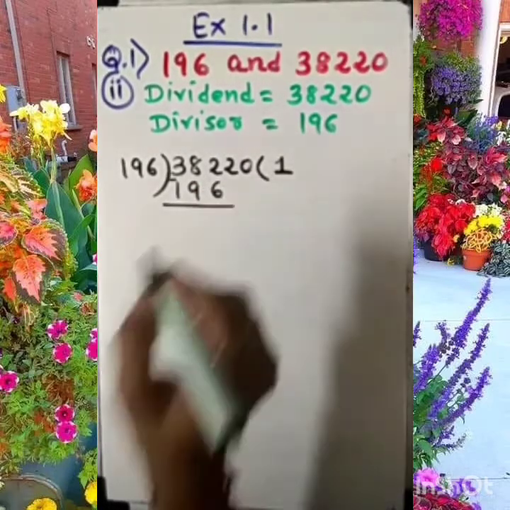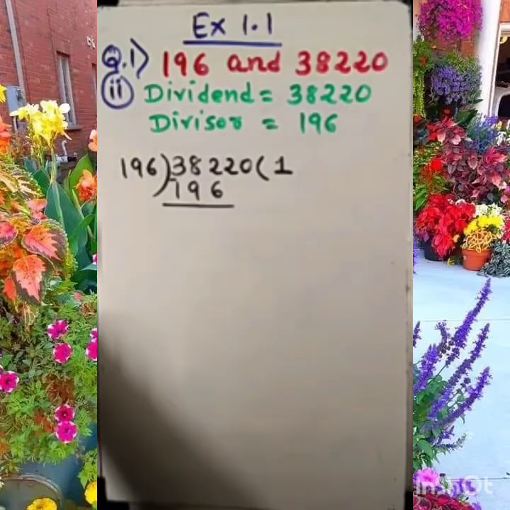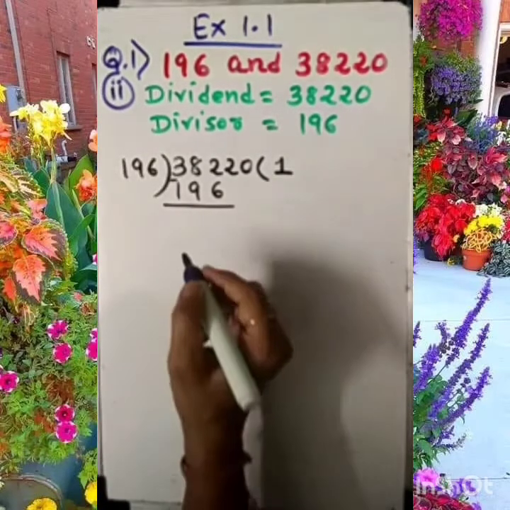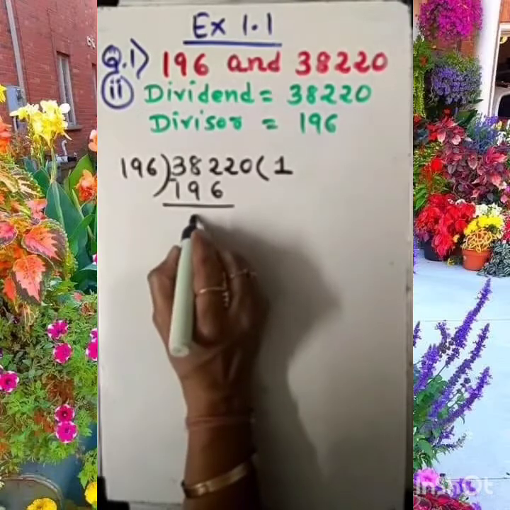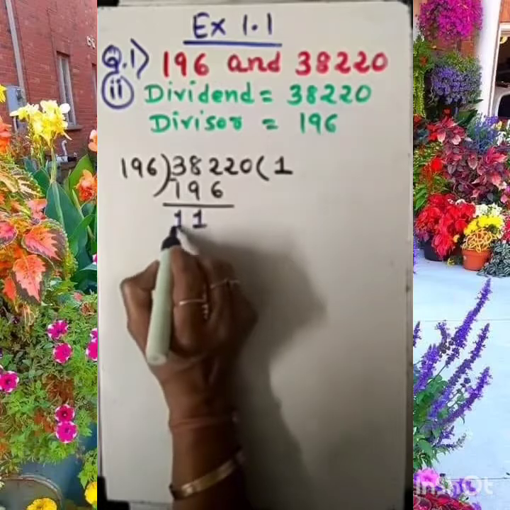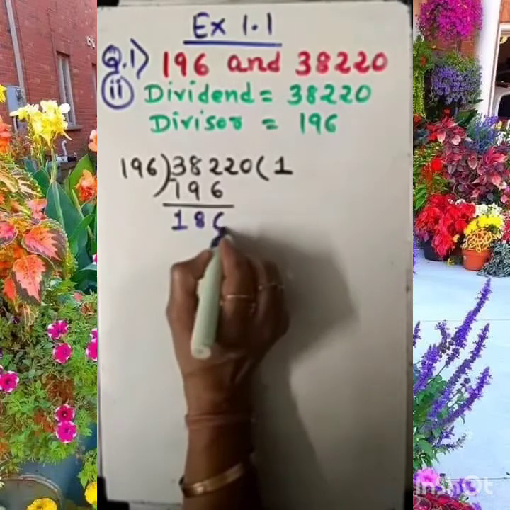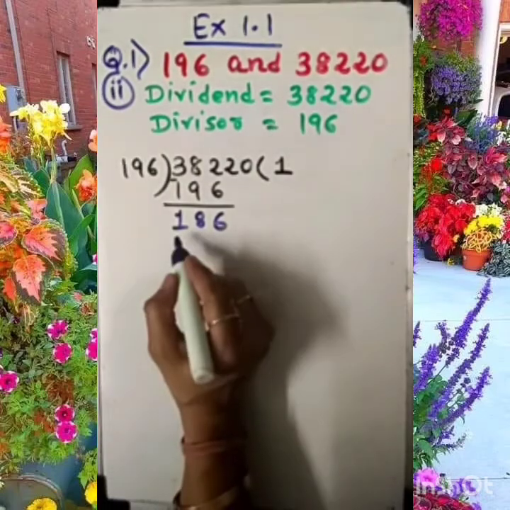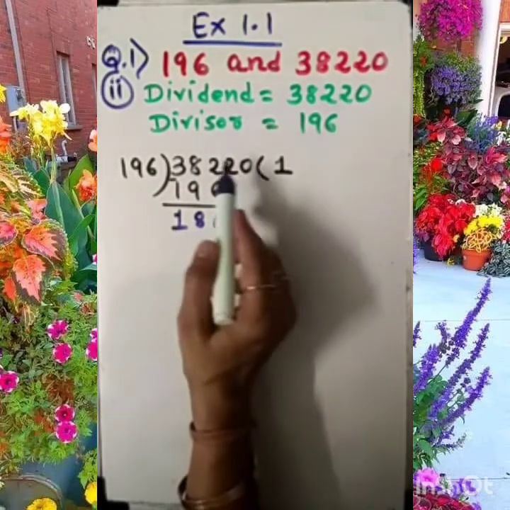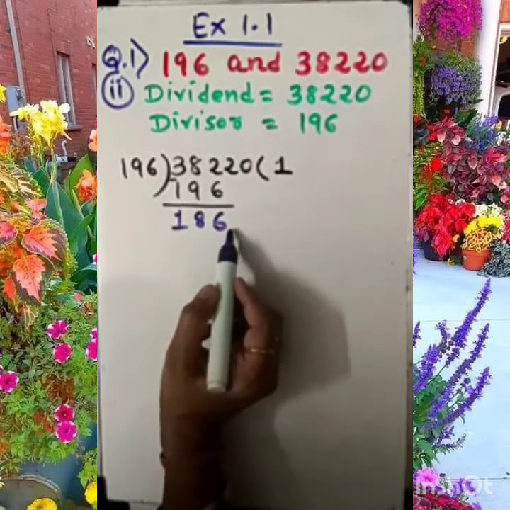What will be the subtraction? As we know, 12 minus 6, what will be the subtraction? It will become 8, right? We know it will become 1, 1, 1, 8. That is 8, 12 minus 6. Okay, so it is 188. After subtracting 196 from 382, we will get 186.